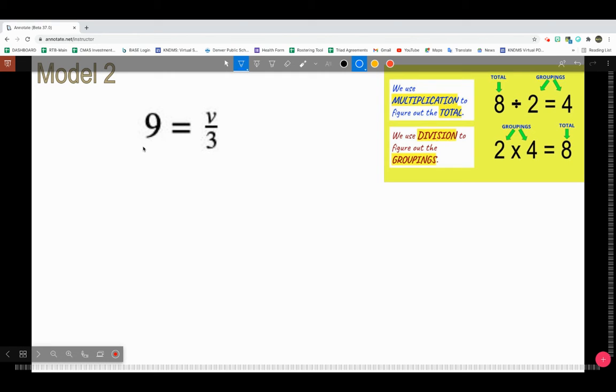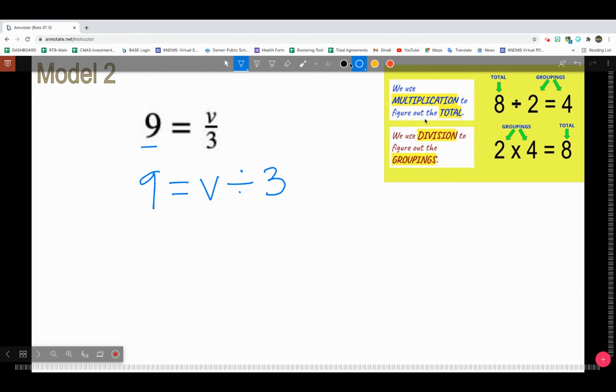once again, 9 equals v over 3. This is the same as saying 9 equals v being divided by 3. Okay? The number on top is going to be the number that's being divided by the number on bottom. Anytime you see a fraction, it just means division. The number on top being divided by the number below it.